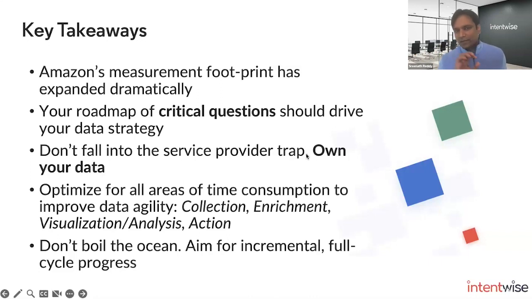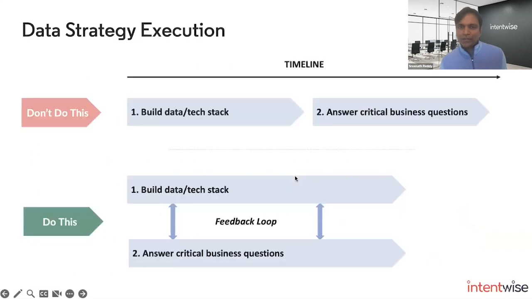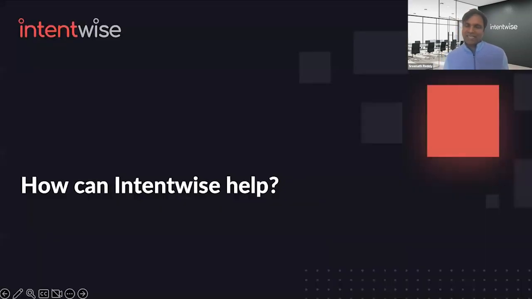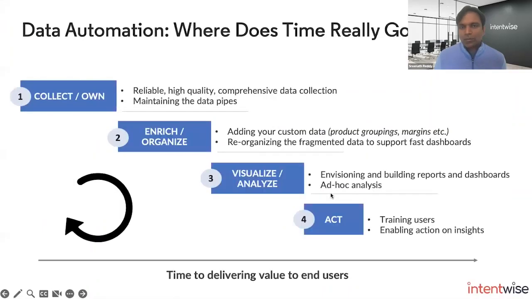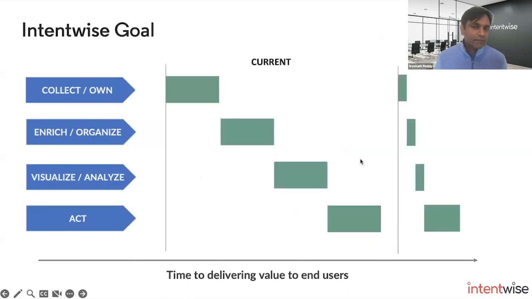These are the key things I want to leave you with, but I now want to jump into how Intentwise is helping shrink that distance between raw data and actual insight. Again, we talked about where time goes today and what makes things challenging. And Intentwise's goal is really simple. We want to shrink this timeline pretty dramatically for you. And that's what we are doing in terms of all the investments we are making from a product or a service standpoint. So the idea is, if this is your current state in terms of how long things take, our goal with Intentwise is that it's a lot shorter.